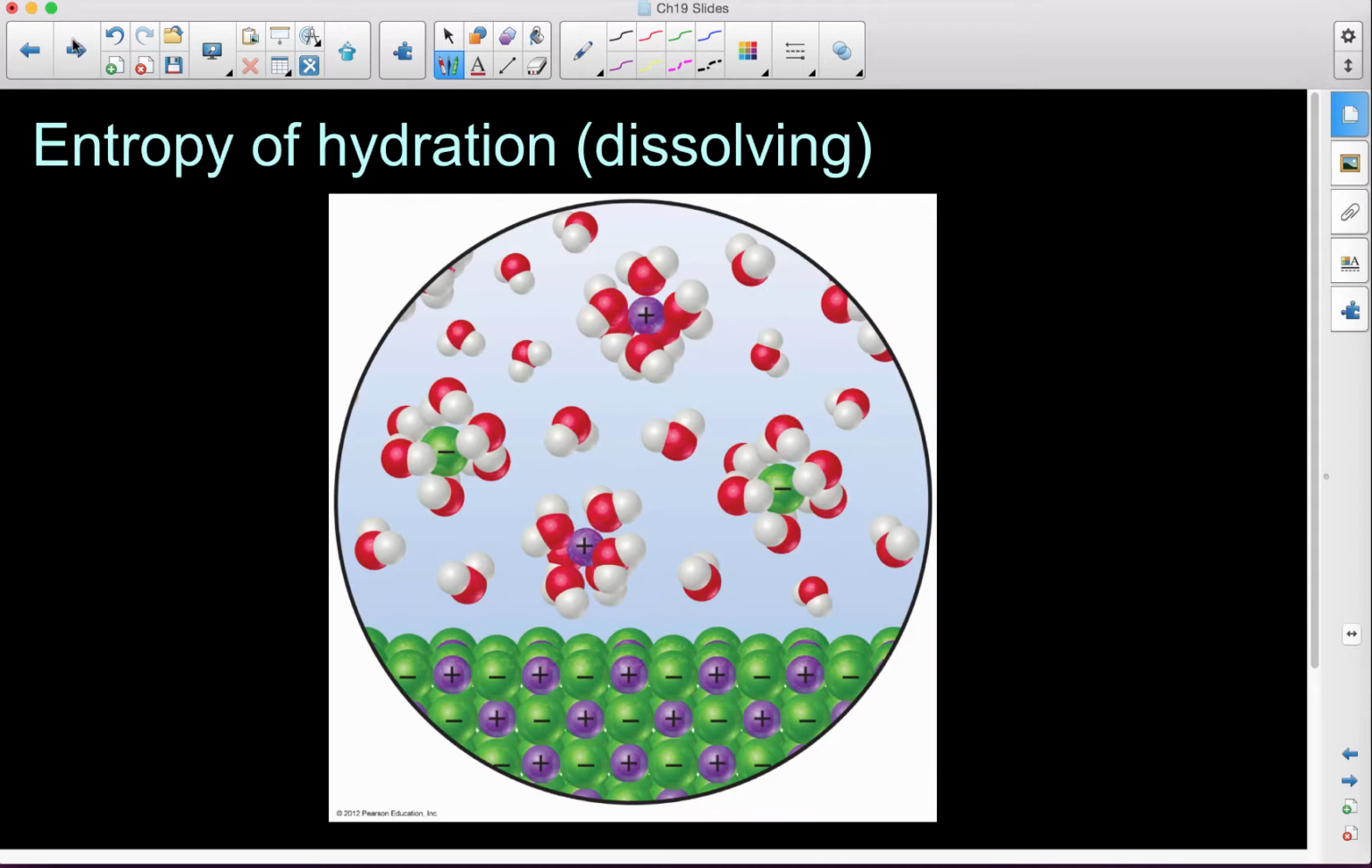All right, next up. Entropy of hydration, where hydration just means dissolving. This figure should kind of look familiar because we talked about this basic thing at the beginning of chapter 4, right? Where we said the act of dissolving really means that these ions from my solid interact in a direction-oriented way with my water molecules, right? Where the cations selectively get surrounded by the oxygen ends of water, and the anions get selectively surrounded by the hydrogen ends of water.